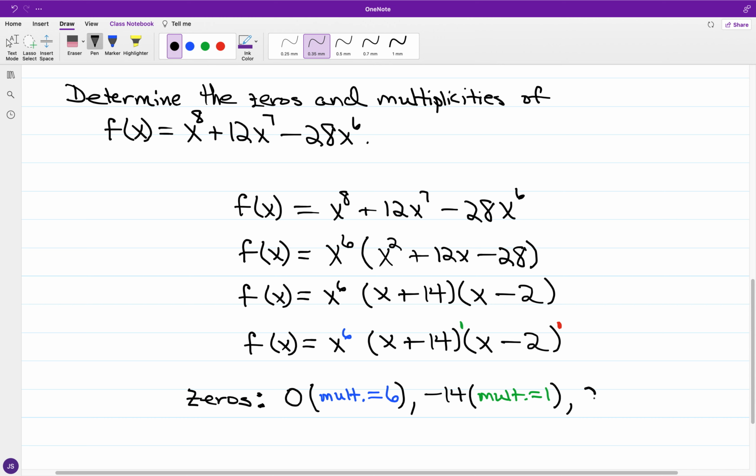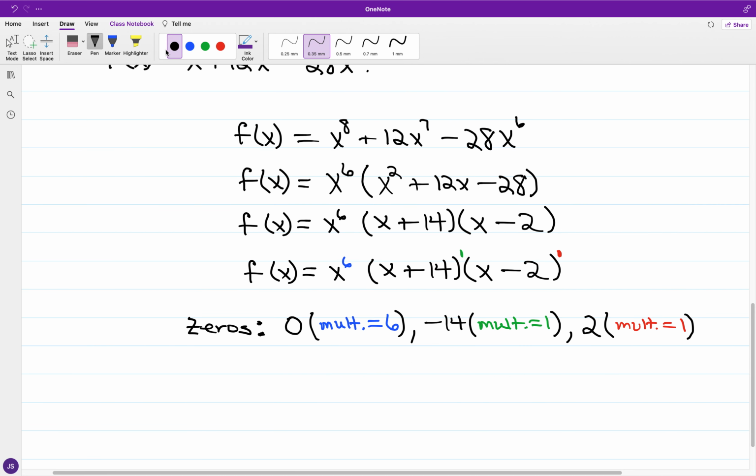And for x minus 2, we have x equal to 2. And since the corresponding factor is not raised to any higher power than 1, we have 2, like negative 14, is going to have a multiplicity value of 1. So this is a case of determining the zeros and multiplicities from a given polynomial that is presented in expanded form. Now, for the group of problems from page 266, we're looking at the attainment of zeros and multiplicities.